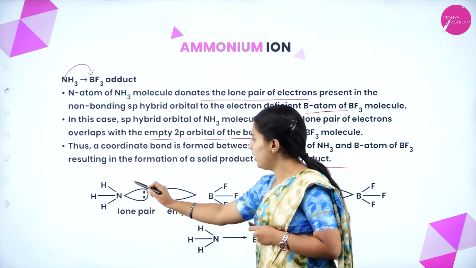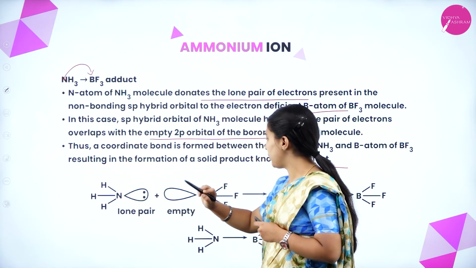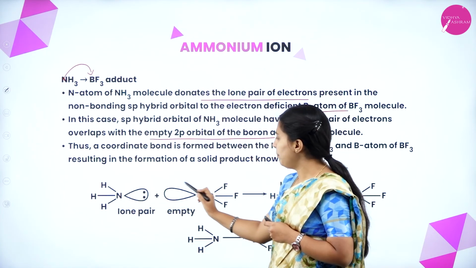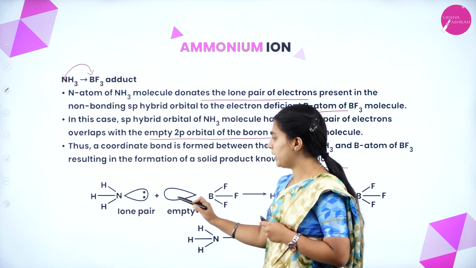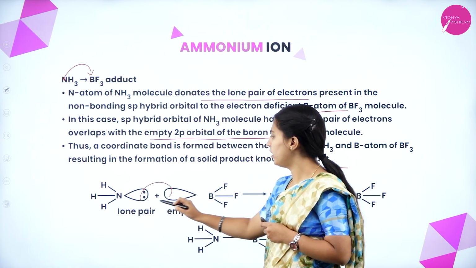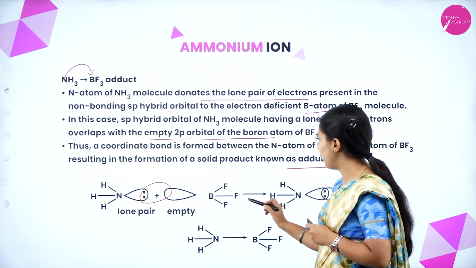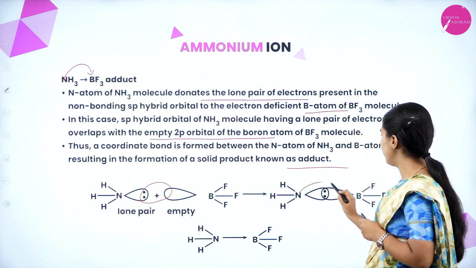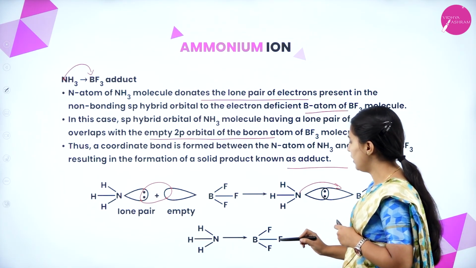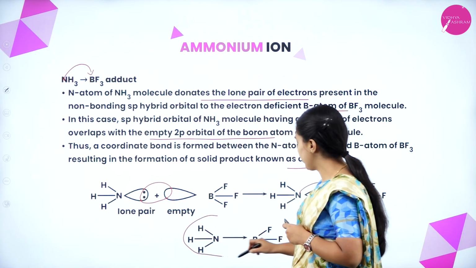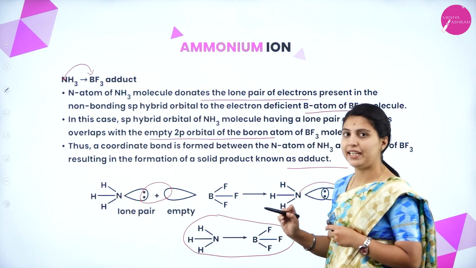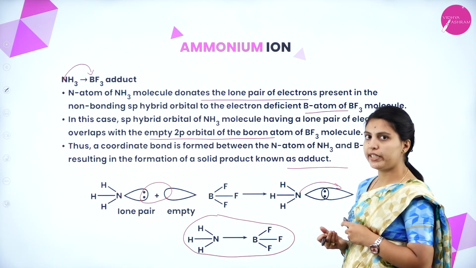This is ammonia. Here lone pair of electrons is present. In the boron, empty p orbitals are present. It will donate to boron's empty orbitals. So how will it form? See here, nitrogen to boron. That's why a solid product called adduct will form. This is about the coordinate bond.